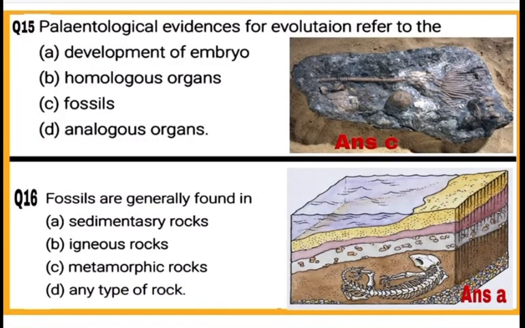Question 15. Paleontological evidences for evolution refer to fossils. Fossils are remains of hard parts of life forms found in rocks, and study of these fossils provide evidences in favor of evolution. So here correct answer is C. Question 16. Fossils are found generally in sedimentary rocks. Different aged rock sediments contain fossils of different life forms. So mark A as a correct answer.